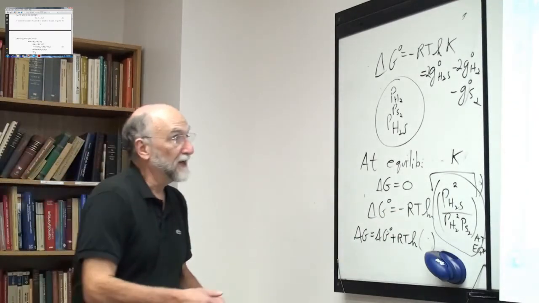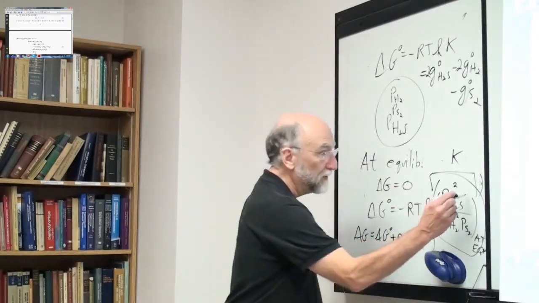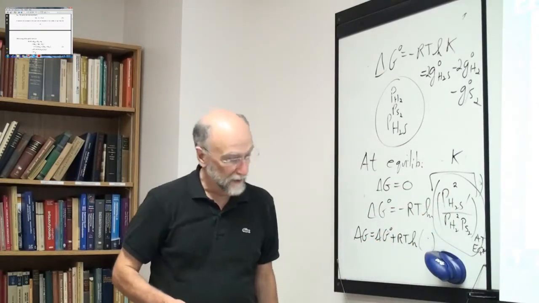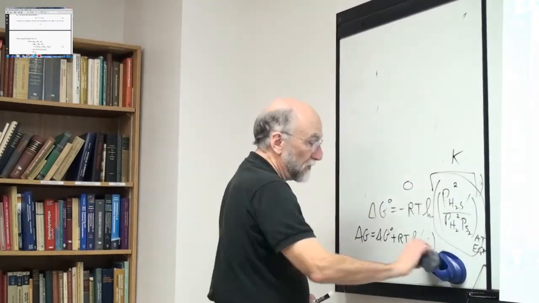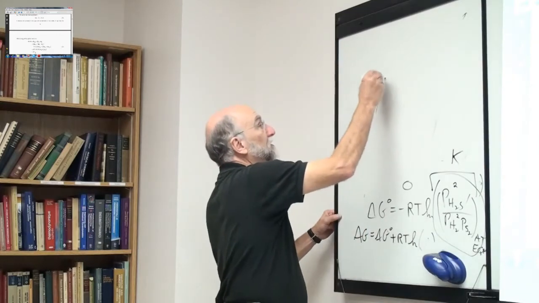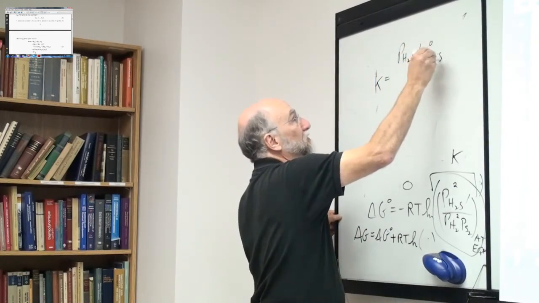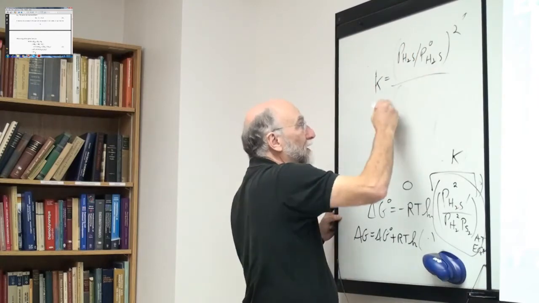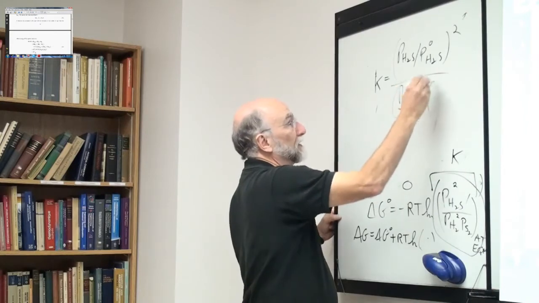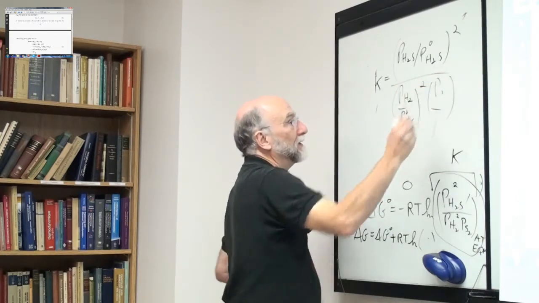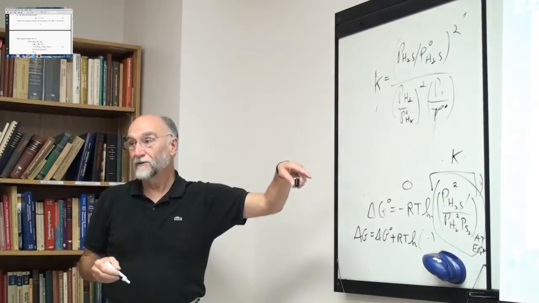And the reason is this simplification we make. We really should not be writing P, we should be writing P over P naught every time. So the real equilibrium constant for this reaction is equal to pH2S over P naught H2S squared, divided by pH2 over P naught H2 squared times P sulfur over P naught sulfur. So it's only ratios, so it's dimensionless.